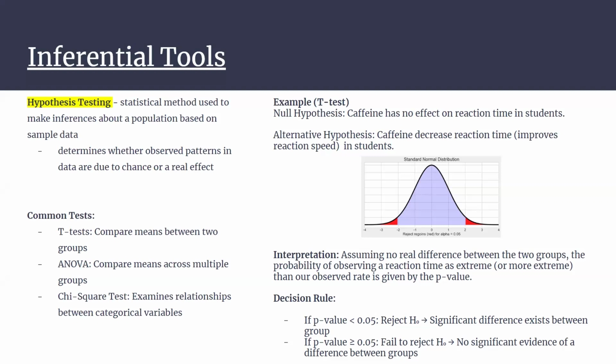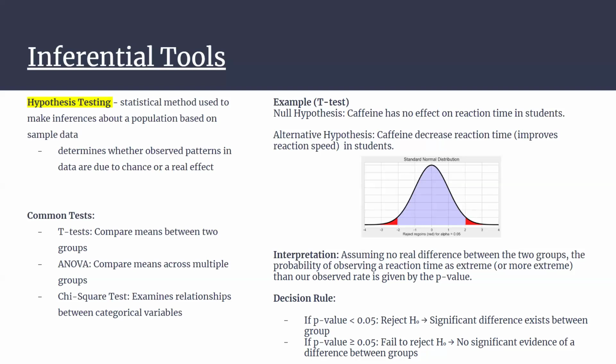ANOVA is kind of an extension of a t-test, which is used to compare the means between multiple groups, or more than two groups. And then we have the chi-square test, which is used to compare categorical variables between two different groups. So we can look at this example. In this case, we want to test whether caffeine improves students' reaction time. So the null hypothesis in this case would be that caffeine has no impact. Like I said before, we want to observe whether your data is due to chance or due to an effect. So your null hypothesis will always be no difference or no impact.